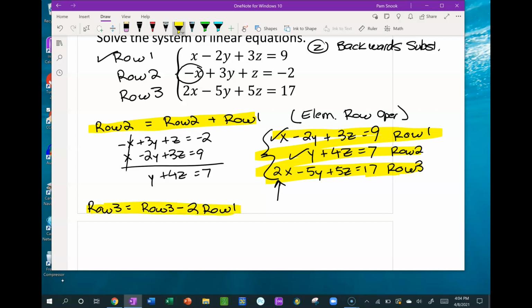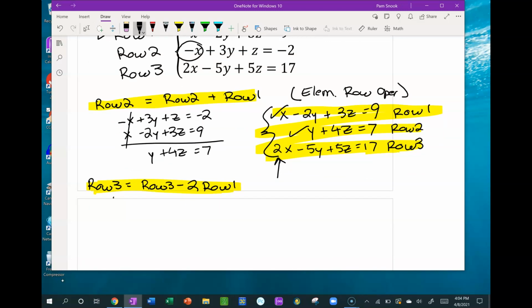So here's another elementary row operation. This time I'm actually multiplying one of our rows by a constant, and then I'm going to subtract them. So let's show you how that works. So row three currently is 2x minus 5y plus 5z equals 17. That's our current row three. I'm going to take row two and multiply that row by negative two. So y times a negative two is negative 2y. And then I have plus 4z times a negative 2, I get negative 8z. And then I'm going to do the 7 here. I'm going to multiply that by negative 2, so 7 times negative 2 is negative 14.